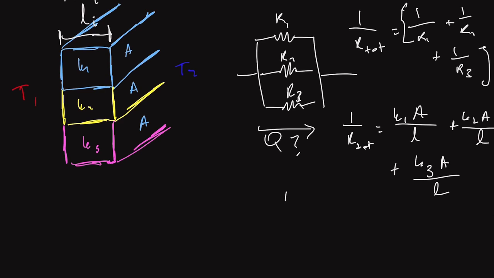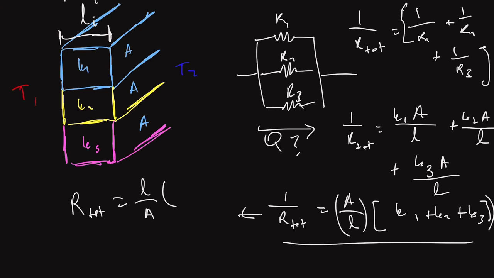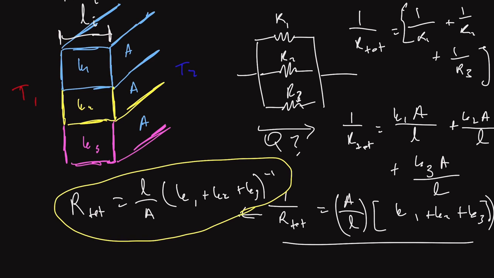And then in our particular example, 1 over R tot in this parallel circuit for this specific situation is going to be, we can pull out area over length for all these terms, and then we'd have K1 plus K2 plus K3. And so that is how we can calculate this. And then R total is just the inverse of that. So R tot for our parallel thermal resistor circuit is going to be L over A times the inverse of K1 plus K2 plus K3, just like that. And I apologize if this is hard to read, but I'll try to make it clear. So this is how we would calculate R total in this particular circuit.